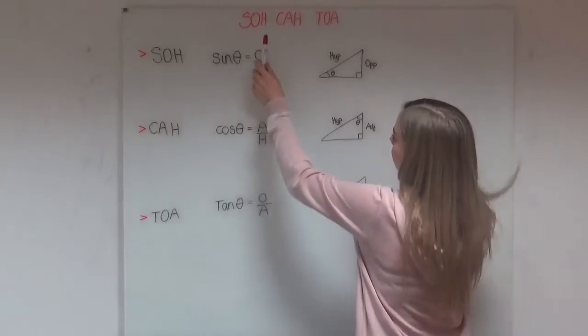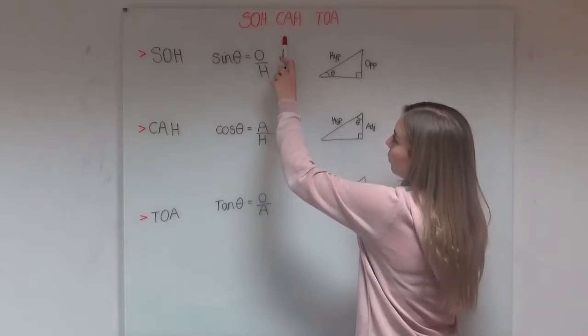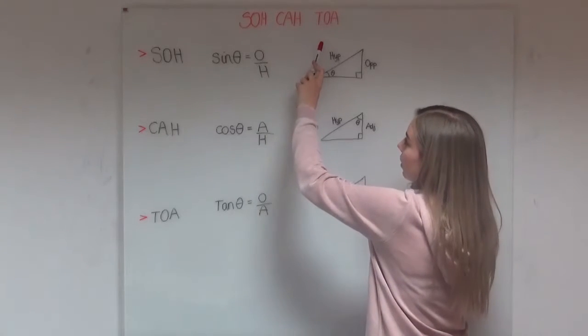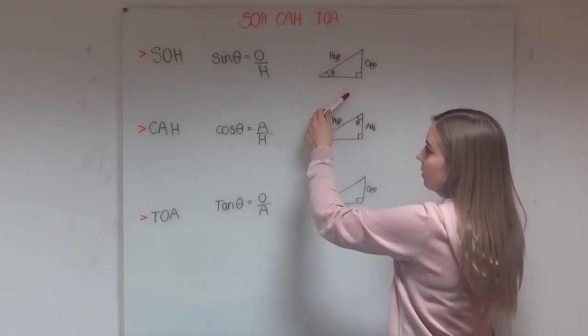So SOHCAHTOA, the S stands for sine, the C stands for cos, and the T stands for tangent. And then the rest of the letters represent hypotenuse, opposite and adjacent.